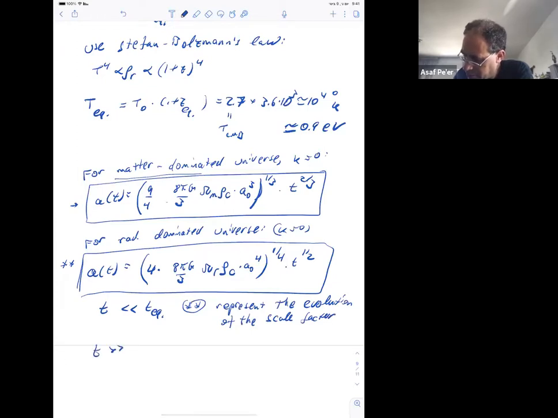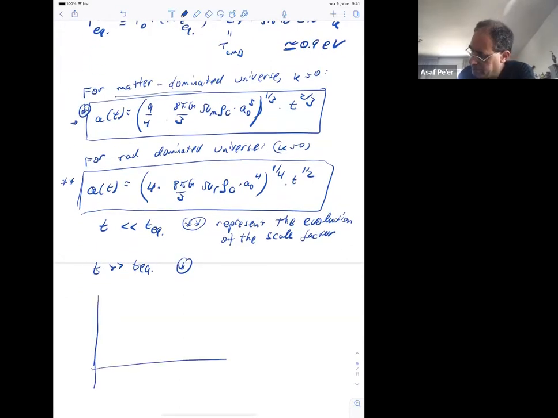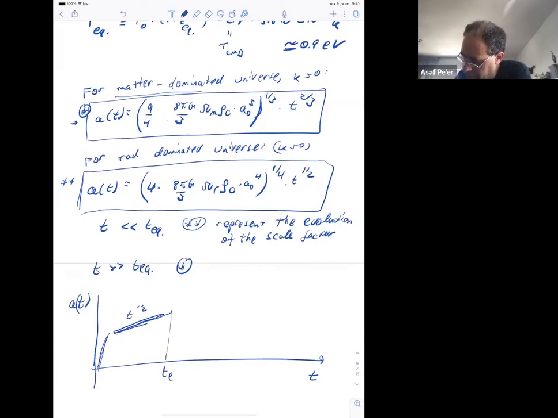And when t is much greater than t equilibration, then it's the first solution that represents the evolution of the scale factor. It's kind of interesting because if we look at t and a of t, the evolution of the scale factor, then it actually speeds up. It started with some inflation, so I'm going to say a word about that here. Then it goes as t to the power 1/2. And then at equilibration, it switched to go as t to the power 2/3.